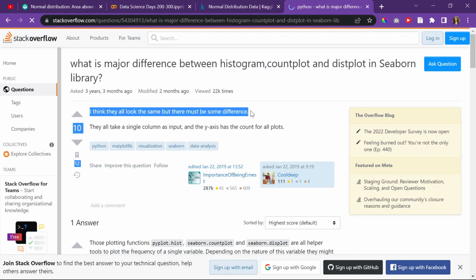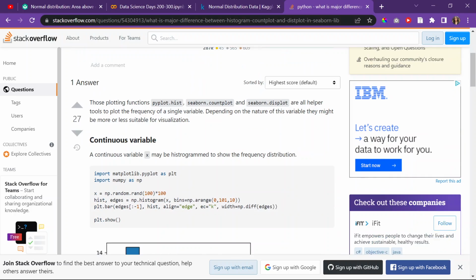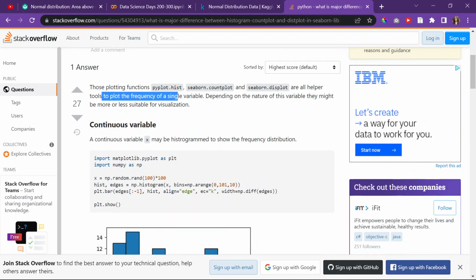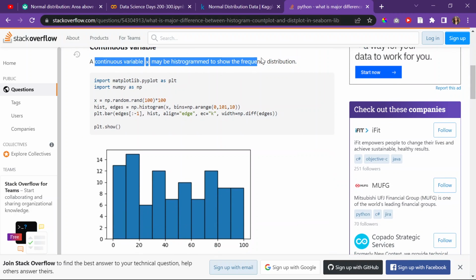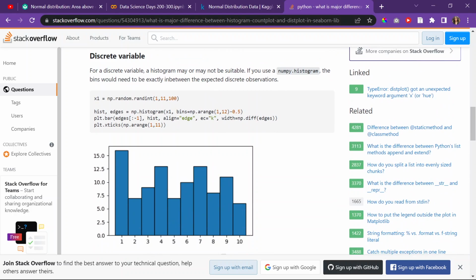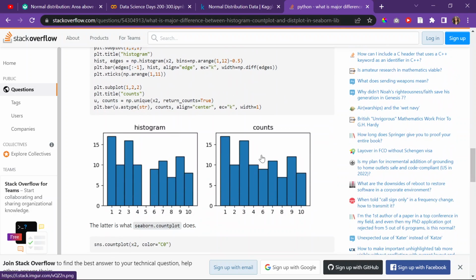Okay, I think that's the same, but there must be some difference. They all take a single column as input. Those plotting functions are all helper tools to plot the frequency of a single variable. Depending on the nature of this variable, they might be more or less suitable for visualization. So a continuous variable may use a histogram to show the frequency distribution, right? For a discrete variable, a histogram may or may not be suitable, because if you use NumPy histogram, the bins would need to be exactly in between the expected discrete observations. All right, so histogram.